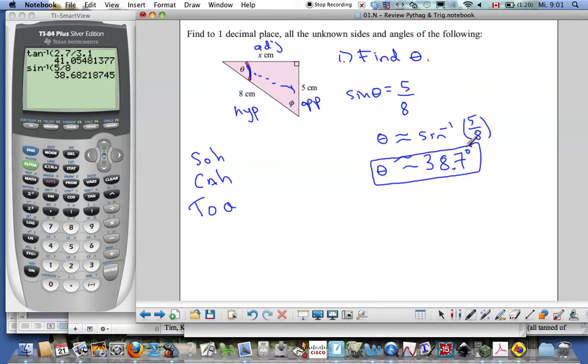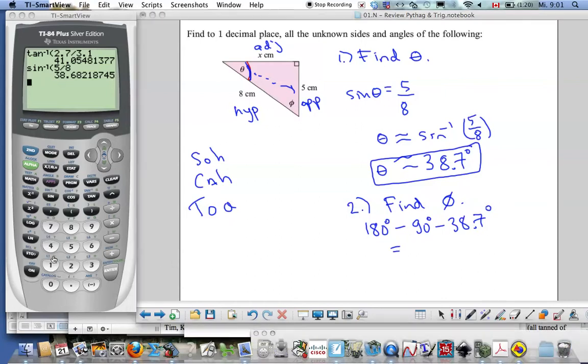Now we're going to move on. We need to find the other angle. Is this phi? I think it's called phi. I think that's the Greek letter for it. Because I know this angle now, and I know that all 3 angles add up to 180 degrees, what I can do is 180 minus 90 minus the answer that we found. And bam, that's going to give us phi. I have to check that I'm pronouncing that properly.